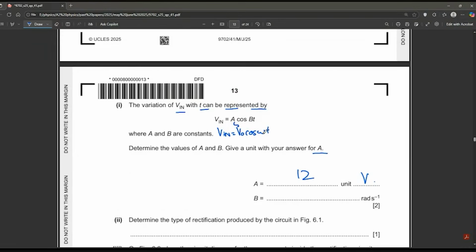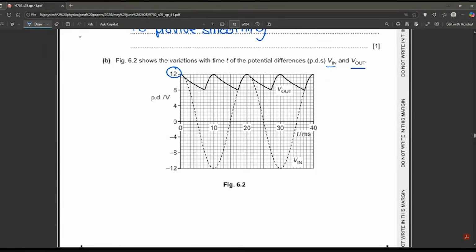What will your ω be equal to? ω is equal to B. How to calculate ω, sir? 2π over T is equal to B. Time period किस तरह निकालें, sir? What is the time taken to complete one wave? The time taken to complete one wave is from 0 till 20 milliseconds.